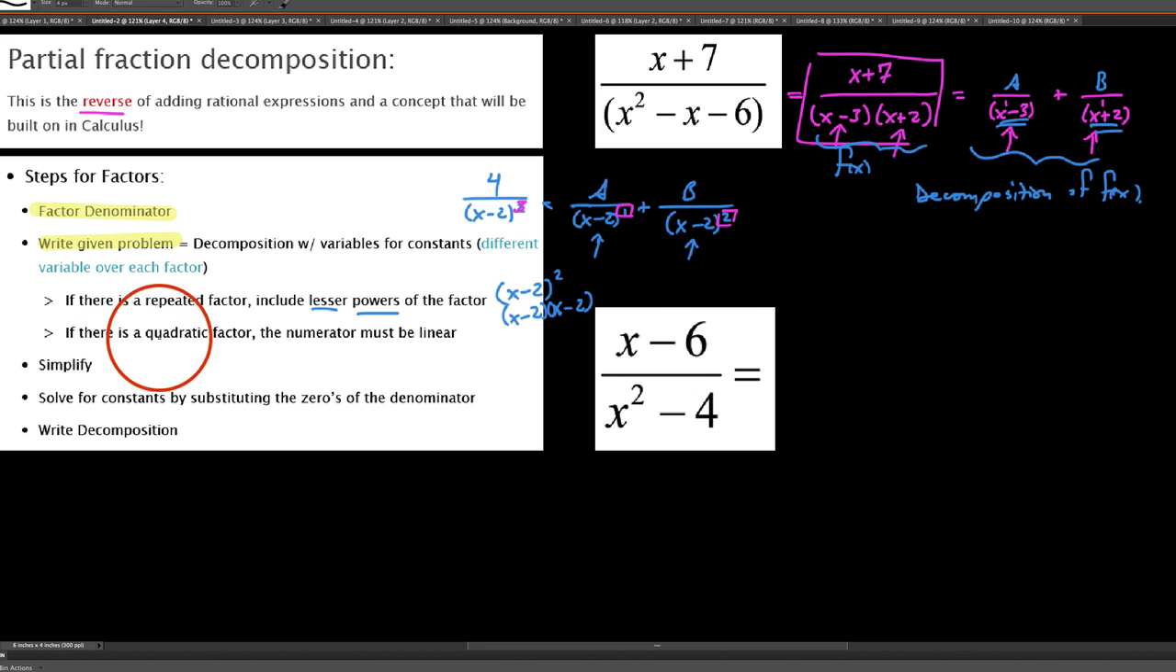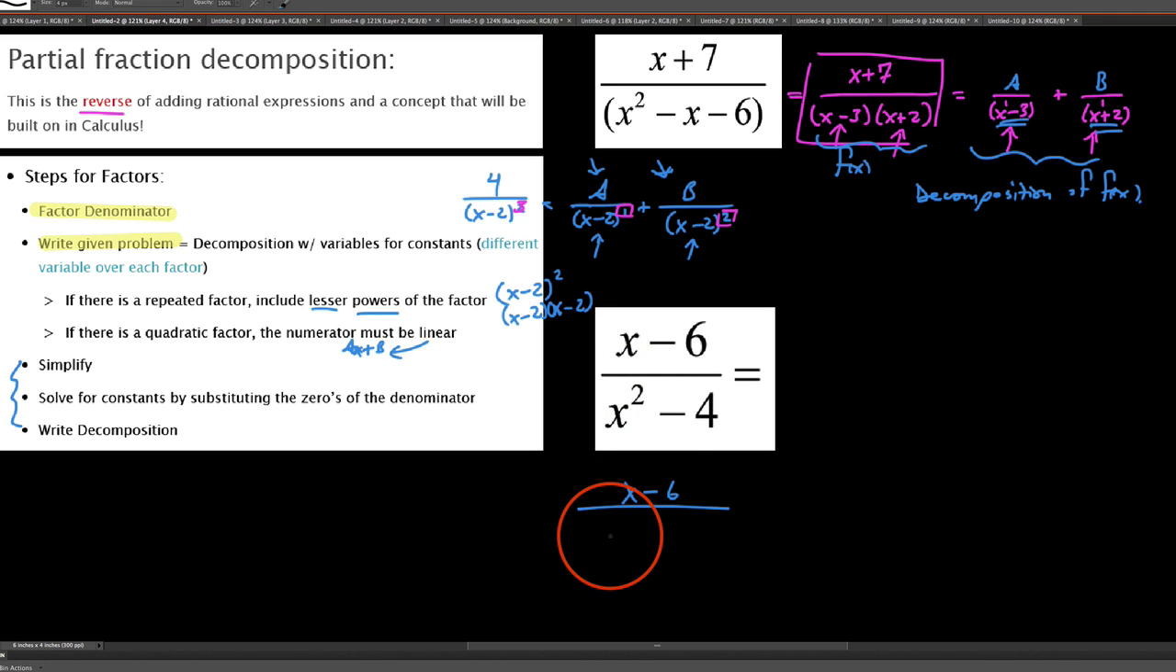We also say this, if there is a quadratic factor in the denominator, the numerator must be linear. So linear, we say, looks like this, ax plus b would be our linear factor, whereas these are constant factors right here. So after we do this, we'll get to the simplified solve for constants and writing the decomposition in the next video, but for right now, I want to be able to write the decompositions. So that's what we're going to do, is we're going to go through each of these, factor the denominators, and rewrite the expression in a decomposed form.